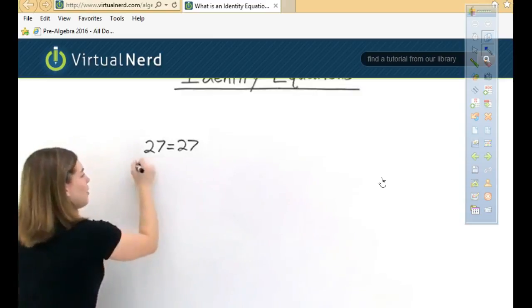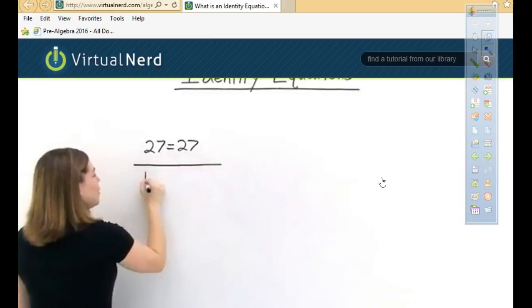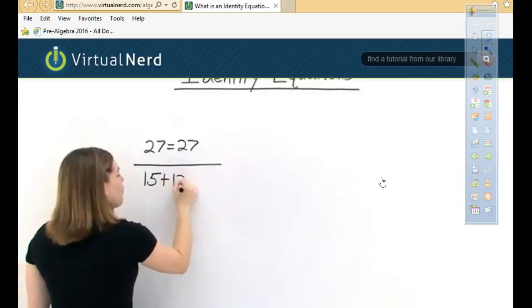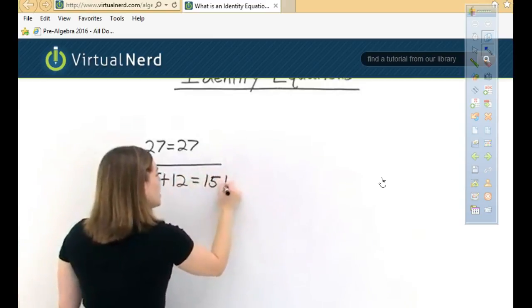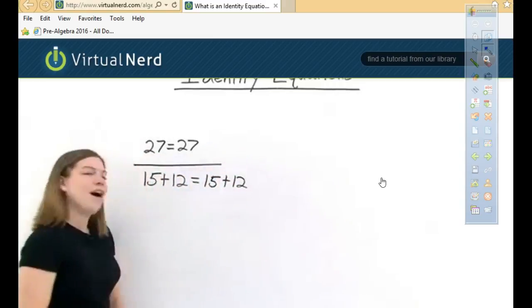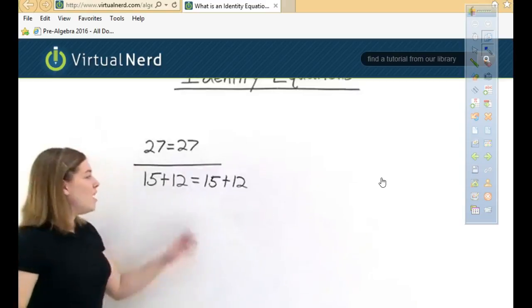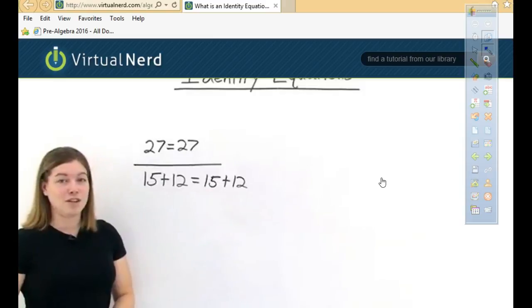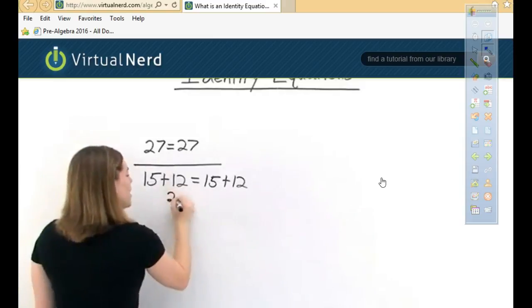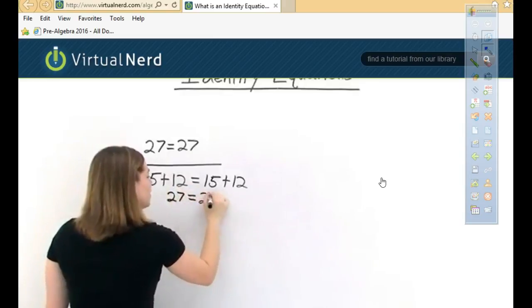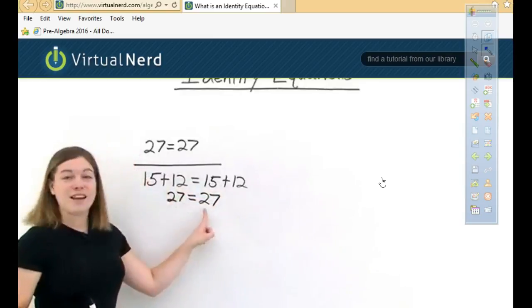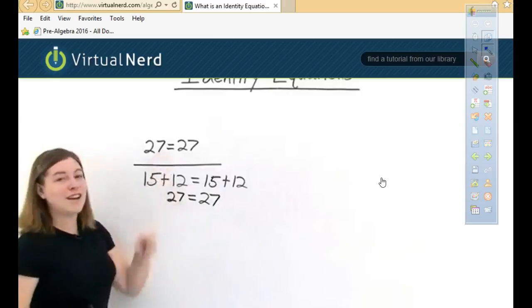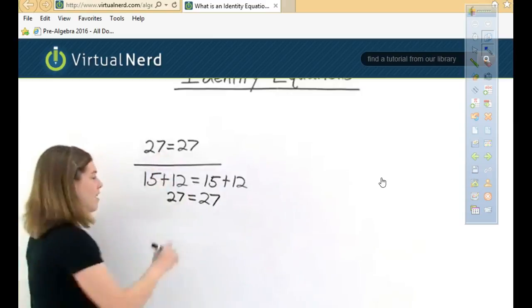Now, they do get a little bit harder than 27 equals 27. So let's look at another. 15 plus 12 equals 15 plus 12. A little harder, but we can still see the left-hand side is identical to the right-hand side of our equation. This will always be a true statement. And if we can't see that, we can simplify both the left and right-hand sides, and we end up getting 27 equals 27, the first identity equation we looked at.